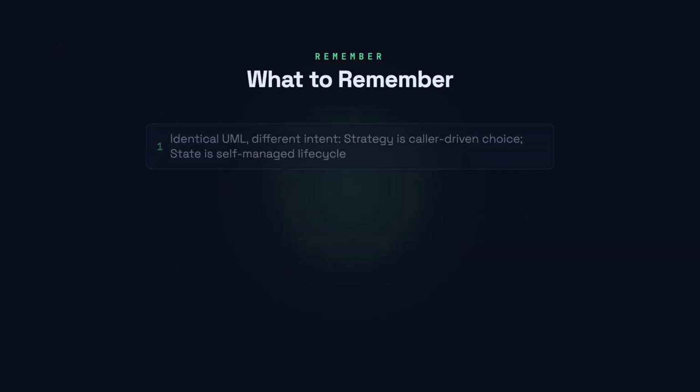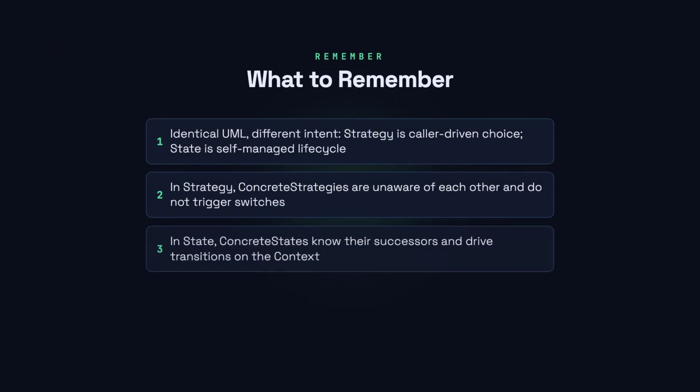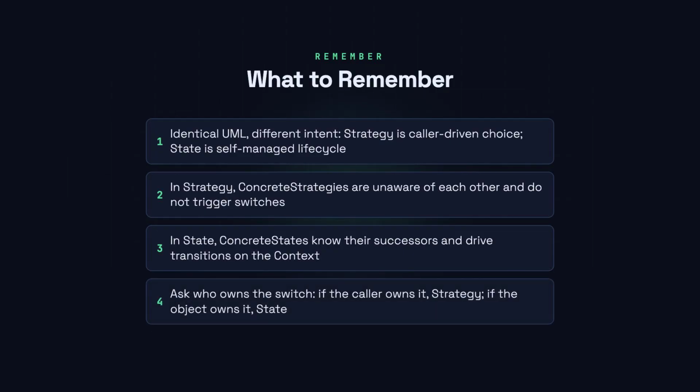The structural similarity between strategy and state is not a flaw in the pattern catalog. It shows that good design often reuses the same delegation mechanism for different purposes. Nail down the intent first. Is this a choice the outside world makes or a life cycle the object manages itself? Answer that, and the right pattern follows naturally.